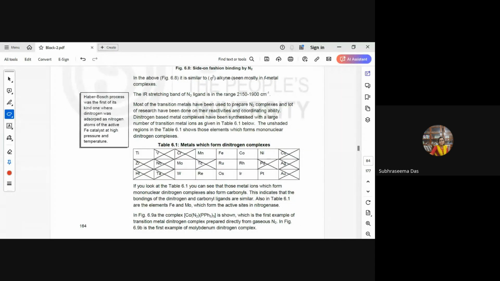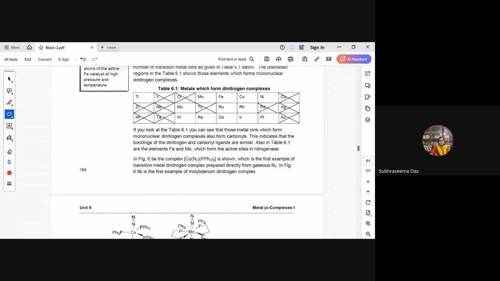Now the IR stretching band particularly for the dinitrogen ligand lies in the range of 2150 to 1900 cm^-1, and this is the particular range observed for the IR stretching frequency. Most of the transition metals have been used to prepare N2 complexes, and research is currently going on; they have been synthesized with a large number of transition metals, as shown in figure 6.1. Here the unshaded regions represent the elements which form mononuclear dinitrogen complexes, whereas the shaded ones indicate higher complexes.